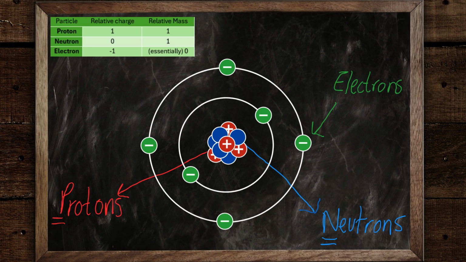And the relative charge of an electron is negative 1. The relative mass of a proton and neutron is 1, whereas the relative mass of an electron is negligible, so it's essentially 0.